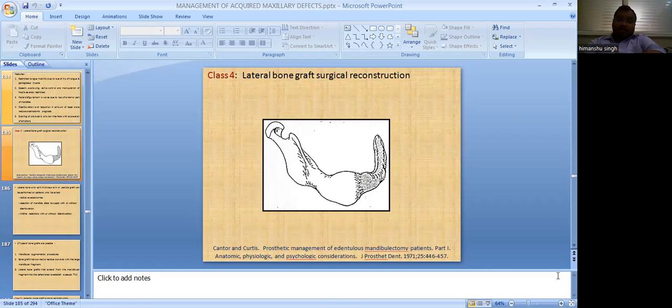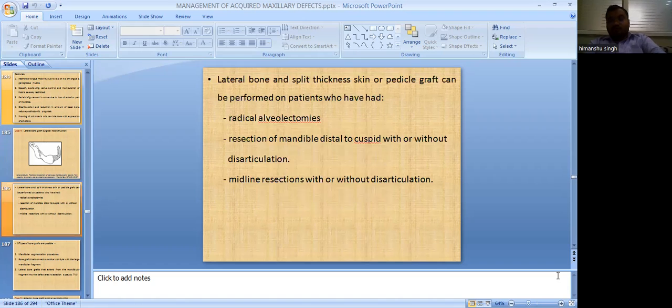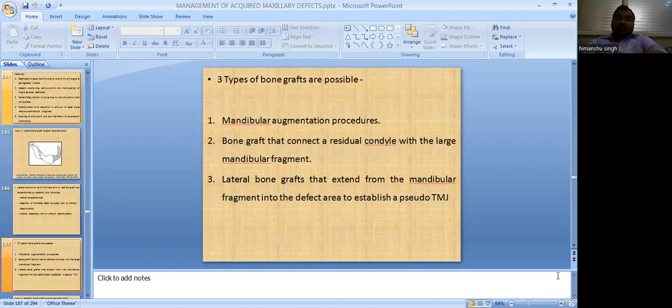Lateral bone graft surgical reconstruction, that is class 4. Lateral bone and split thickness skin or pedicle graft can be performed on patients who have had radical alveolectomies, resection of the mandible distal to the cuspid with or without disarticulation, and midline resection with or without disarticulation. Three types of bone grafts are possible: the mandibular augmentation procedures, a bone graft that connects a residual condyle with a large mandibular fragment, and lateral bone grafts that extend from the mandibular fragment into the defect area to establish a pseudo TMJ.